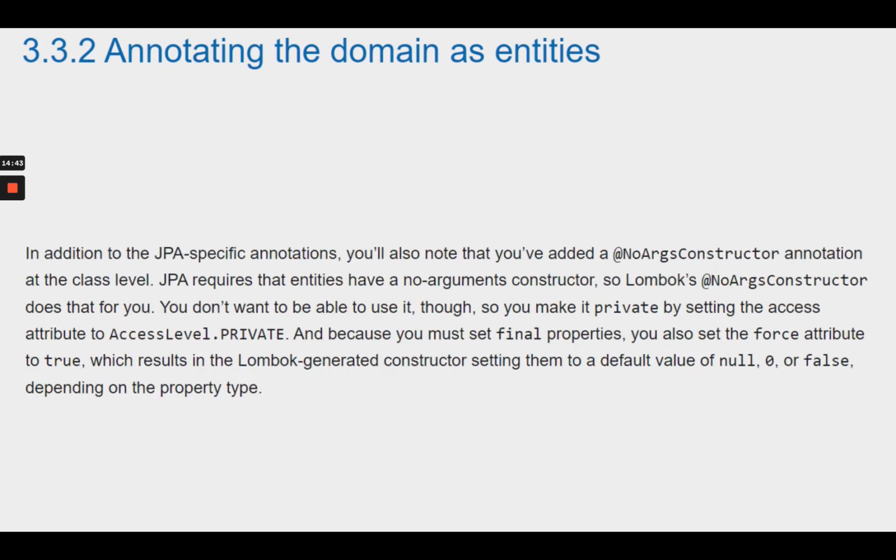In addition to the JPA-specific annotations, you'll also note that you've added a @NoArgsConstructor annotation at the class level. JPA requires that entities have a no-arguments constructor, so Lombok's @NoArgsConstructor does that for you. You don't want to be able to use it, though, so you make it private by setting the access attribute to AccessLevel.PRIVATE. And because you must set final properties, you also set the force attribute to true, which results in the Lombok-generated constructor setting them to a default value of null, 0, or false, depending on the property type.